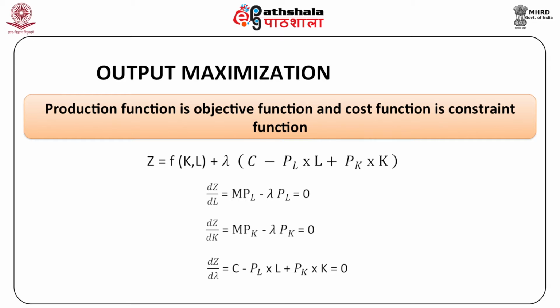Differentiating equation 9 with respect to capital, labor and lambda and equating it to 0, we get ∂Z/∂L = MPL − λPL = 0, denoted by equation 10; ∂Z/∂K = MPK − λPK = 0, denoted by 11; ∂Z/∂λ = C − (PL·L + PK·K) = 0, denoted by 12, where MPL and MPK are the marginal productivity of labor and capital respectively.